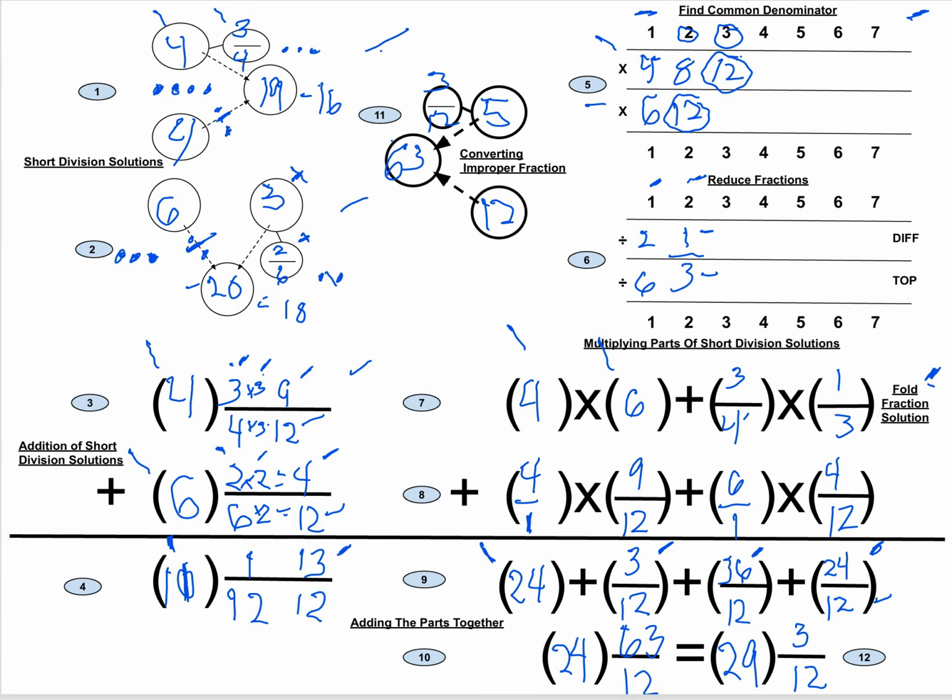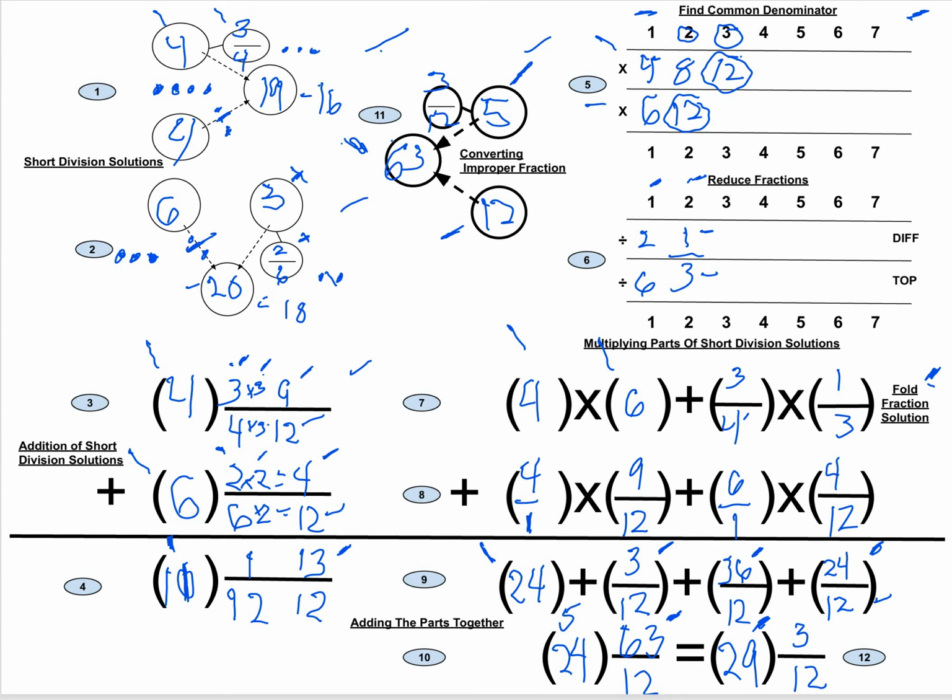And if we add those together, we get 63/12, which is an improper fraction. So we go up here and we do 63 divided by 12. And when we do that, we get 5, because 5 times 12 is 60, with 3 left over, so we get 5 3/12. So we add the 5 to the 24, and that gives us 29, and we have 3/12 left.